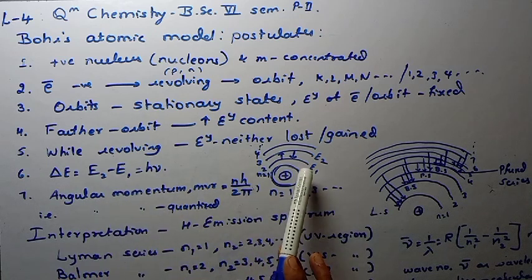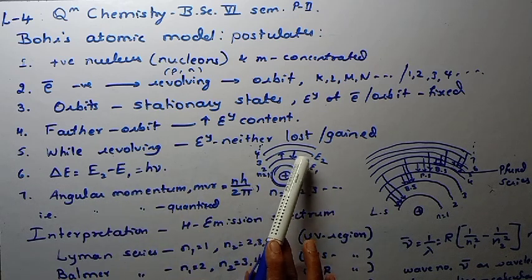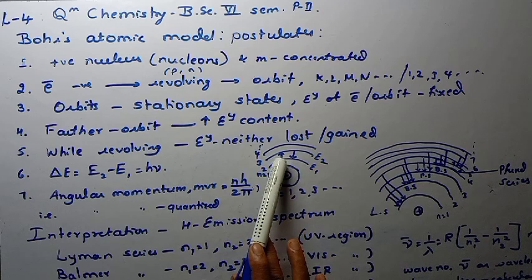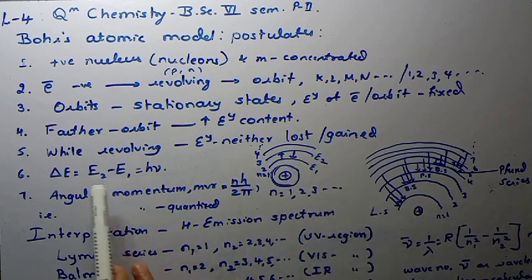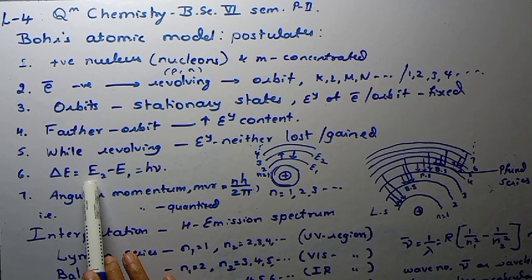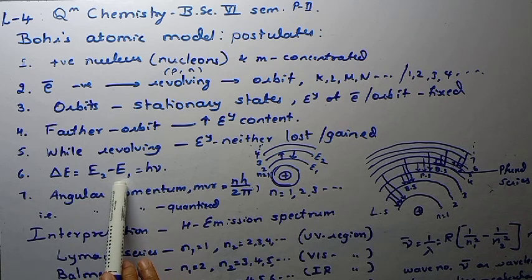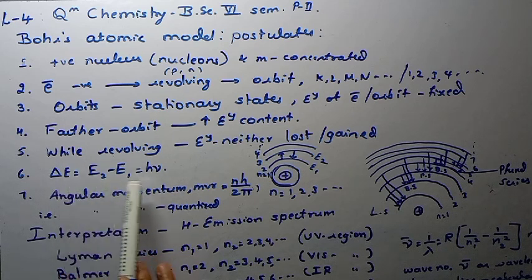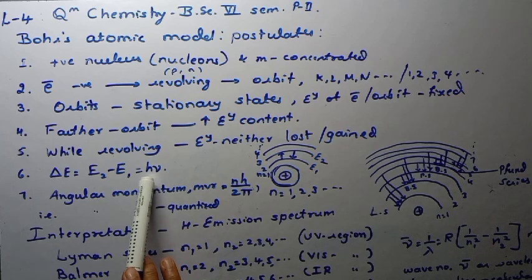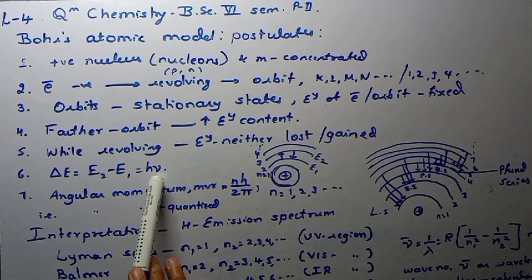Now, the difference between any two orbits. Suppose the electron is present in the second shell and goes to a higher energy level by absorbing a certain amount of energy. Then E2 minus E1, where E2 is the energy of the higher energy level and E1 is the energy of the lower energy level, is given by delta E equal to h nu. Here h is Planck's constant, and nu is the frequency of the absorbed radiation. Energy is nothing but radiation, isn't it?